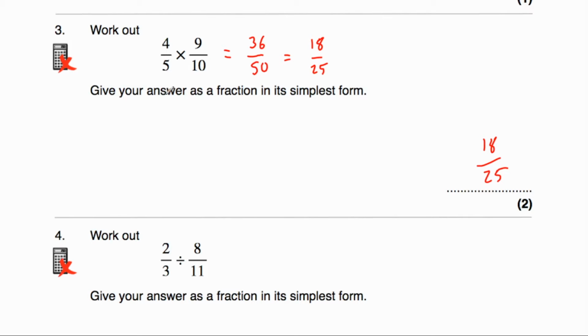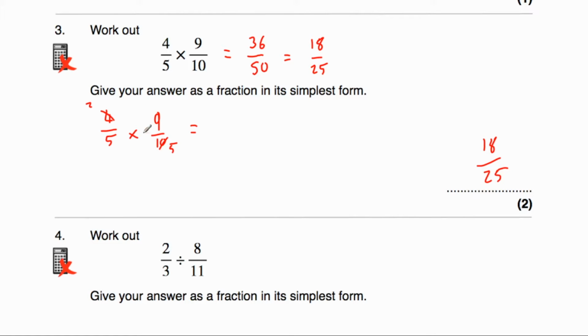Now there's another way to do this question. Whenever we had 4/5 multiplied by 9/10, rather than multiplying and then cancelling down, it's possible, whenever you're multiplying fractions, to cancel down before you multiply. So what you do is you look at this numerator and this denominator, 4 and 10, and see if they have any common factors. Well, yes, you can divide both of them by 2. If we divide 4 by 2, we get 2, and if we divide 10 by 2, we get 5.